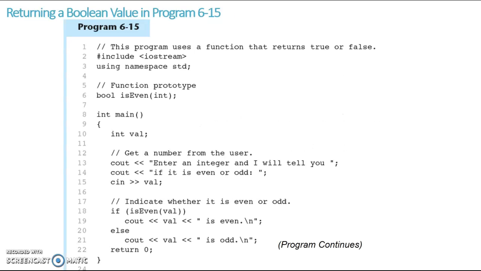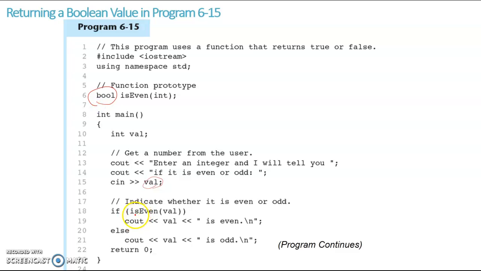So here we can see an example. Here I have a function prototype. So we have a function called isEven. It's going to get a number from the user. So the user is going to enter a value, and it's going to be stored in the variable val. And so here they're calling to see whether or not val is even; it returns a bool, a true or false.